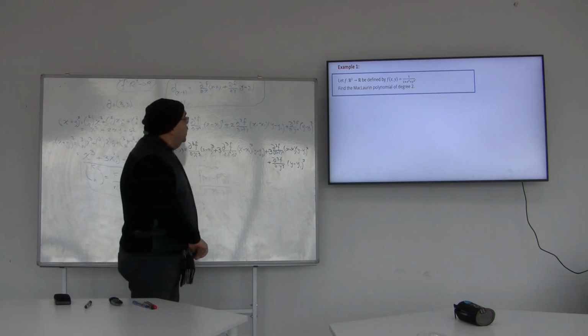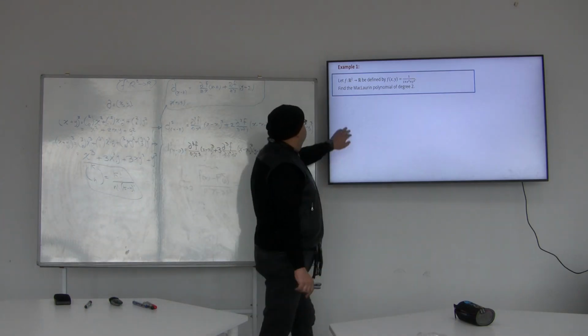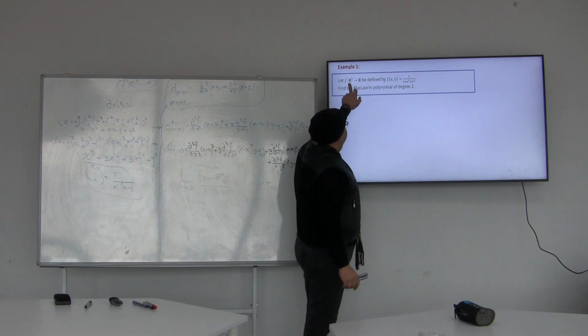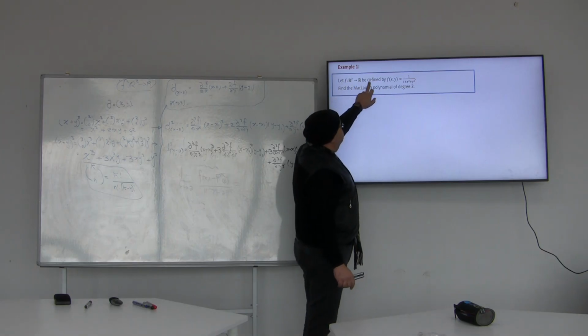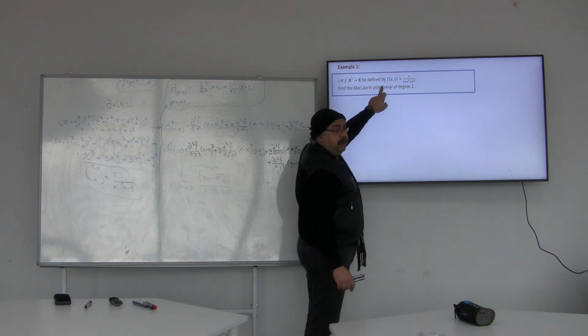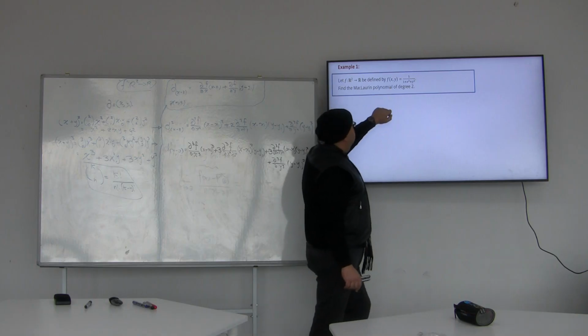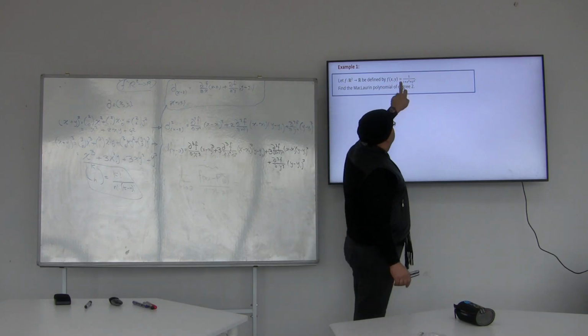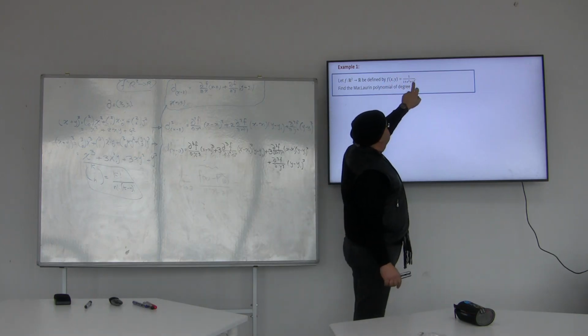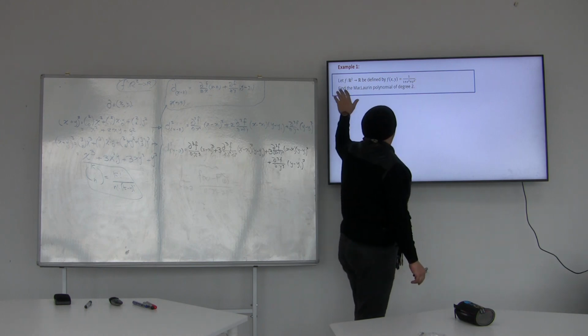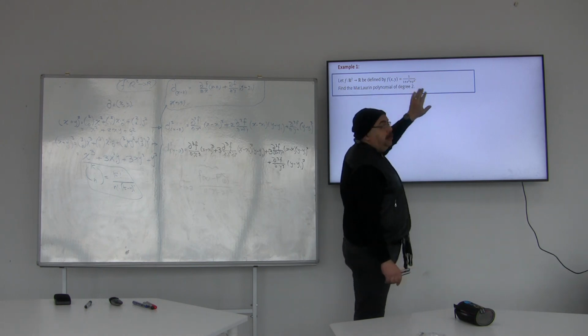So here, he's telling you that I have f from R2 into R, and it is defined by the function f of (x, y), which is 1 divided by (1 plus x squared plus y squared), and define the Maclaurin polynomial of degree 2.